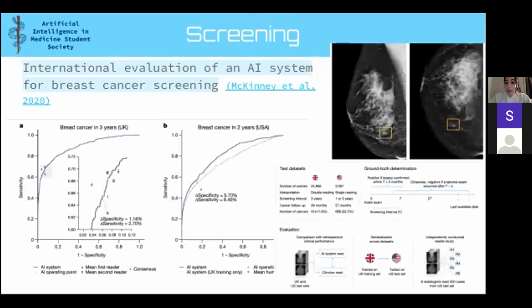So here's an example of how AI can be used for screening. A paper by McKinney in 2020 developed an international evaluation of an AI system for breast cancer screening. They compared the current UK system of breast cancer screening, which requires 2 radiologist reads, with their AI system. And then they compared the US system of breast cancer screening, which requires only 1 radiologist to read, with their AI. And they got some pretty interesting results. So I won't talk about the details of this too closely, but the link to the paper is in the slide here.